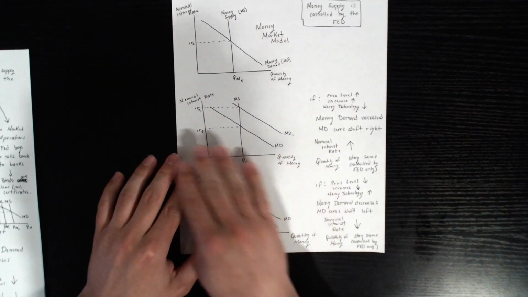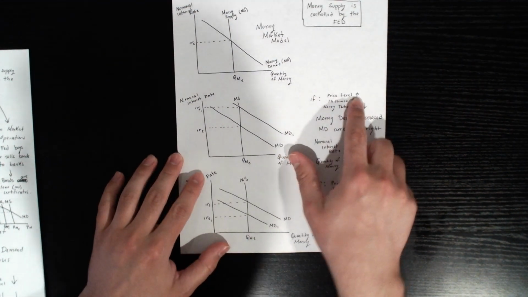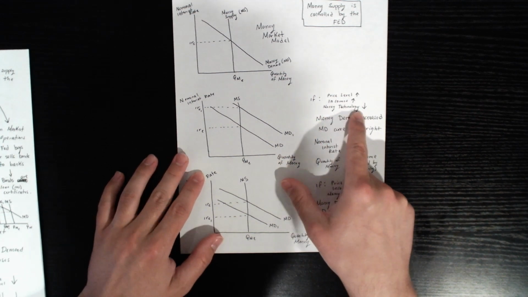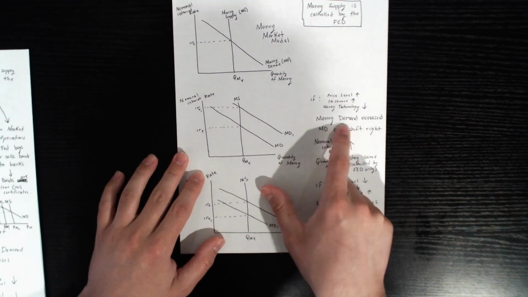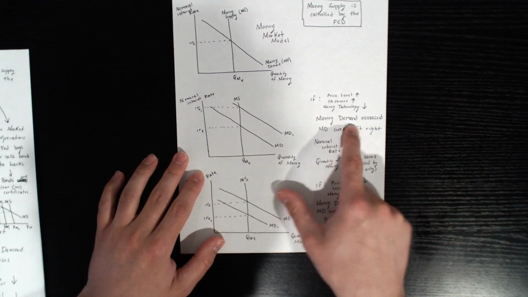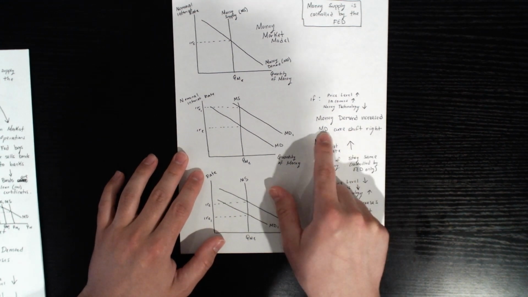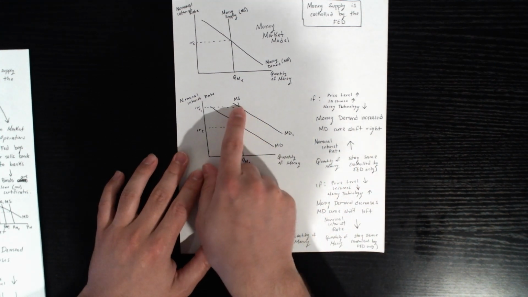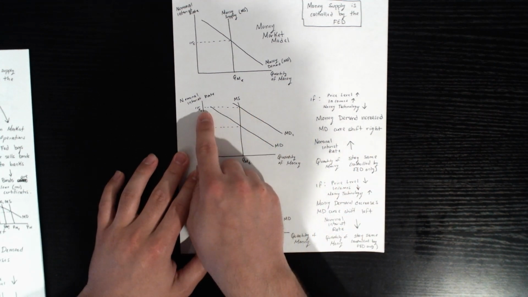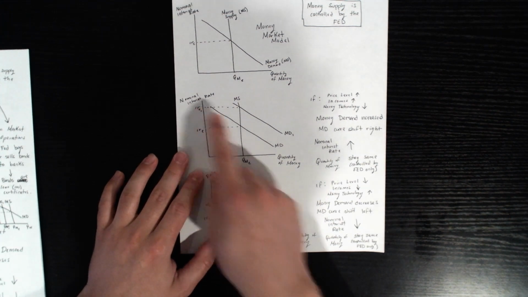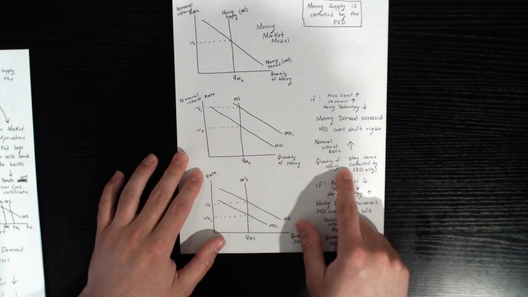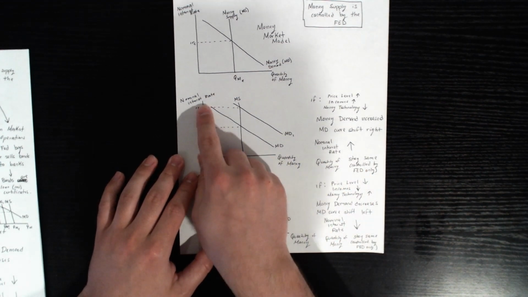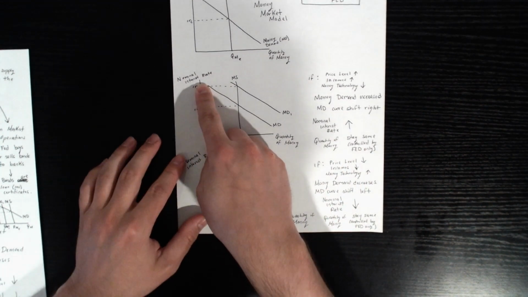Now, if the price level goes up or incomes go up or money technology gets worse, then the demand for money is going to increase. This is going to cause the money demand curve to shift to the right, which means that the nominal interest rate will increase. Now, the quantity of money is not changing because that's controlled by the Fed. So the only thing that's changing is the nominal interest rate is increasing.